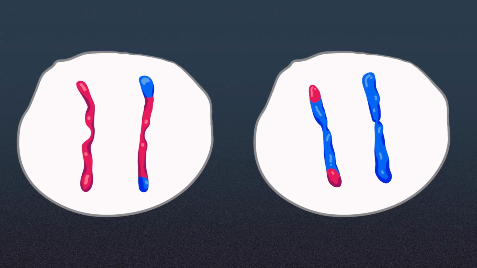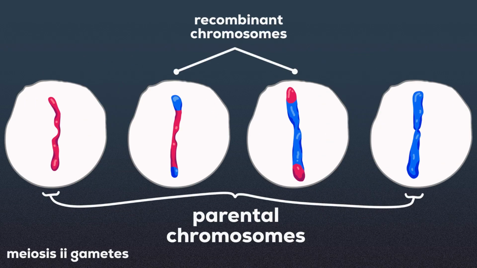After meiosis I, the homologous pairs divide themselves into recombinant chromosomes and parental chromosomes. The recombinant chromosomes have a mix of both maternal and paternal DNA, leaning more heavily on one of the two parents. The gametes will get either a recombinant chromosome or a parental chromosome. There are about 1 to 4 crossing over events per chromosome, but there can be even more with larger chromosomes.